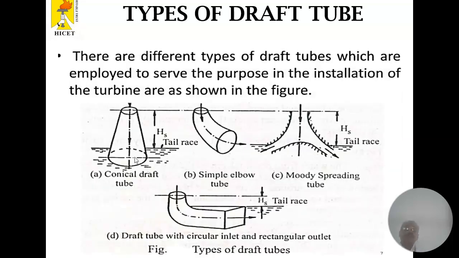Then the types: what are the types of draft tube? There are different types of draft tube which are required to serve the purpose in the installation of the turbine. As soon as the first one is conical draft tube, then simple elbow, Moody's spreading, then draft tube with circular inlet and rectangular outlet. These are all the various kinds of draft tubes. The usage of these draft tubes depends upon the design of the turbine.